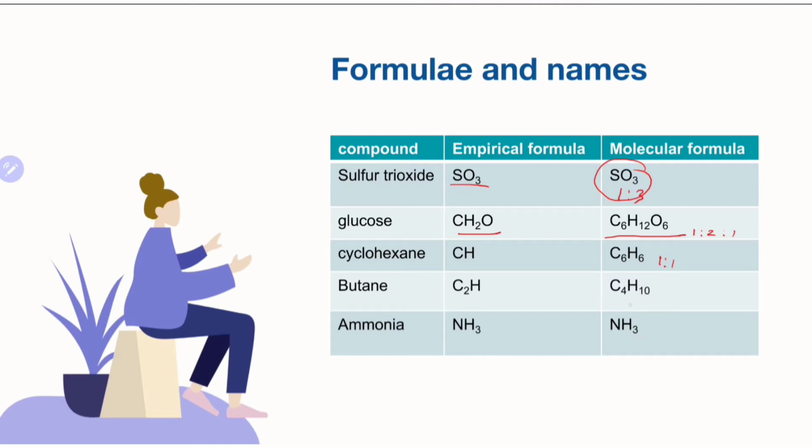For butane, C4H10 is the molecular formula, meaning that in one molecule of butane, there are 4 carbon atoms and 10 hydrogen atoms. So the empirical formula is 4 to 10, 2 to 5, so here C2H5. For ammonia, the molecular formula is NH3. This is the simplest ratio, so the empirical formula is the same as the molecular formula.